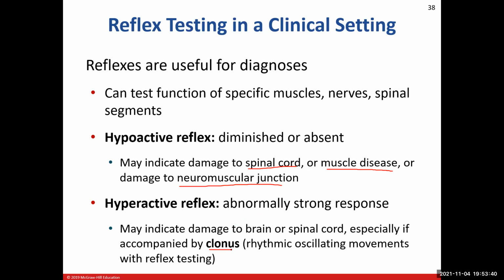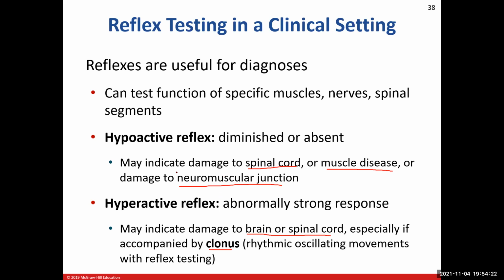This tells us we're going to be dealing with something in the central nervous system, and that includes the brain and or the spinal cord. If clonus is involved, hyperactive reflexes are indicative of what we would call an upper motor neuron lesion. And you remember where the upper motor neurons are located. They originate in the primary motor cortex, and they descend all the way down through the brain and the brainstem into the spinal cord. So you can have an issue anywhere along that whole path of the upper motor neuron.